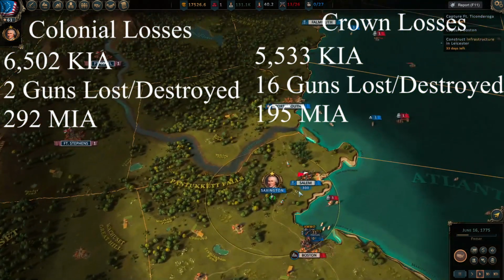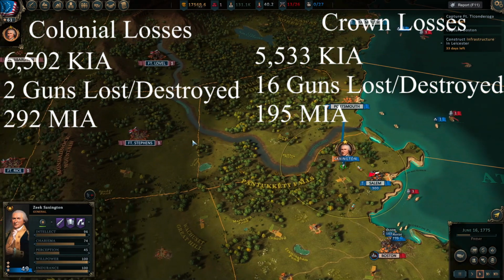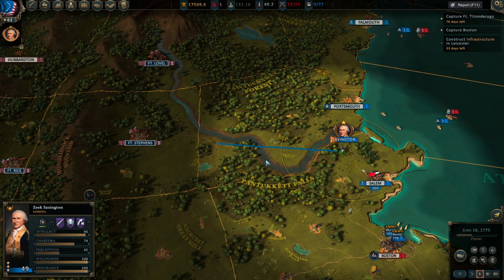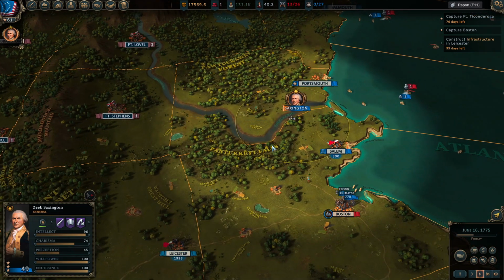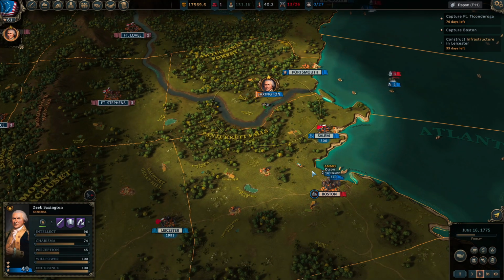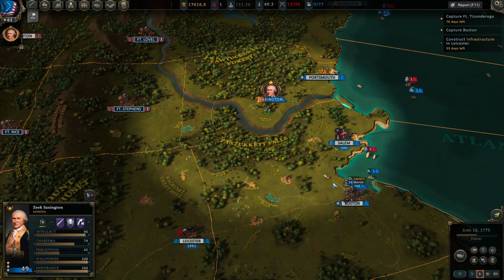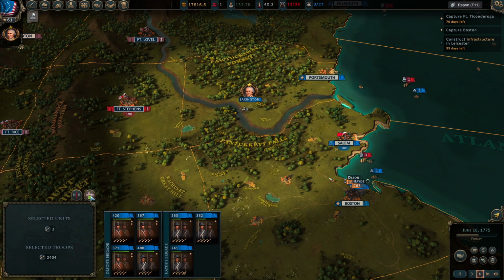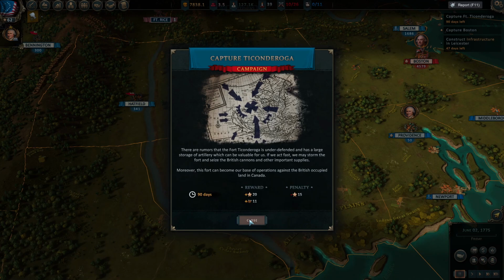Despite the higher colonial losses, they had captured the most artillery, securing 16 guns. With the northeastern coast now firmly in colonial hands, the next challenge lay ahead, holding their ground and advancing inland. Their next target would be Fort Ticonderoga.